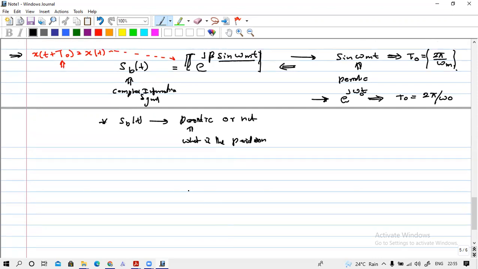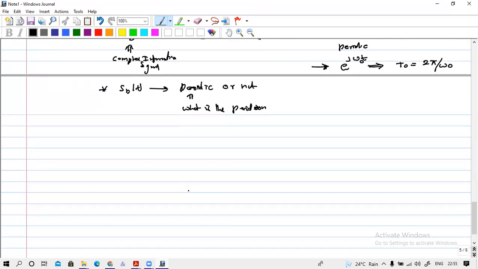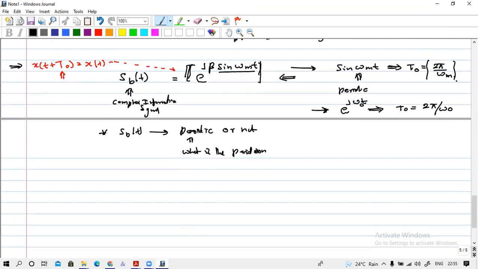So what is the final answer you get here? The final answer is that this is a periodic signal, and the period T naught is equal to 2π by omega m. So that is the condition you have to take. This is a periodic signal, and you know that.